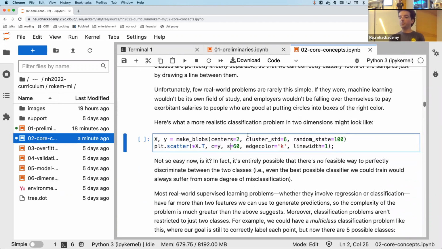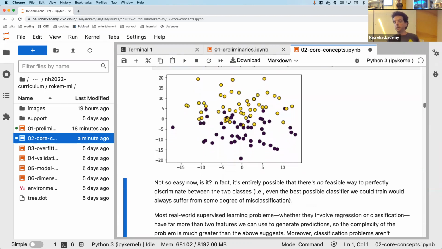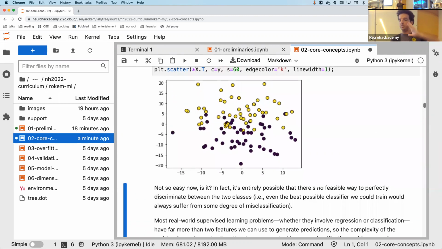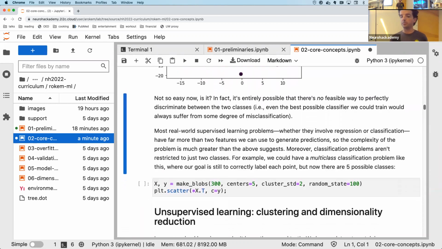But in the real world, most of the time things look more like this, right? The data are not linearly separable. There are even worse cases than this one, because there is a straight line you could put here that would at least improve, give you maximal classification. In other cases, you can't even do that. And it's entirely possible there's no feasible way to perfectly discriminate between the two classes, but you can optimize some quantitative criterion here to do as well as possible.